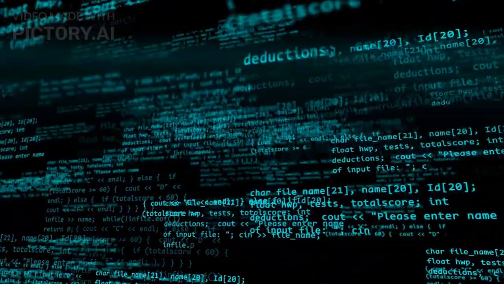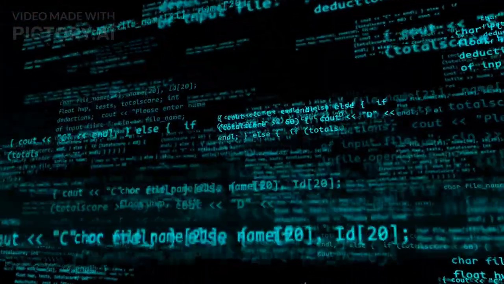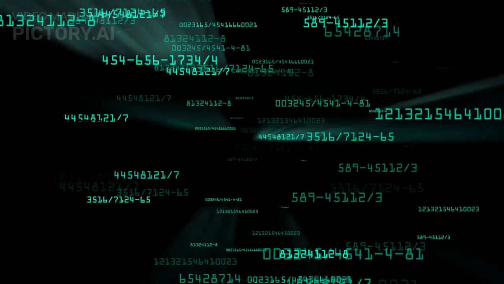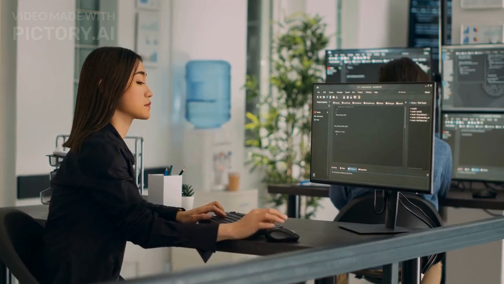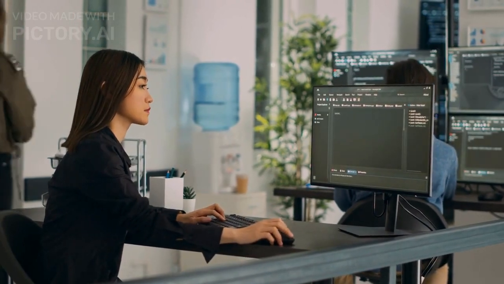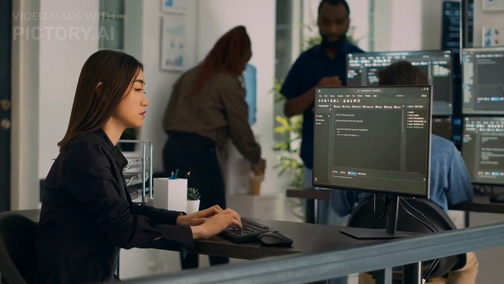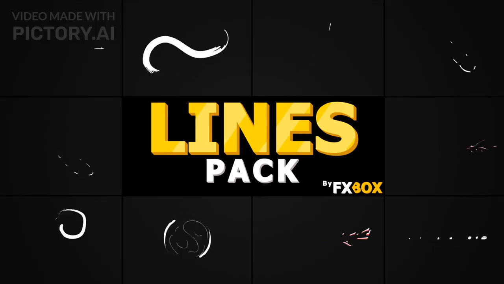Step 3. Learn a programming language, such as R or Python. Once you have a good understanding of Excel and SQL, it's time to learn a programming language. R and Python are two of the most popular programming languages for data analysis. You can start by learning the basics of programming, such as data types, loops, and functions, and then move on to more advanced topics.